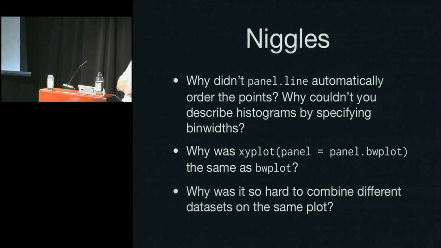And there are a few other things, like why does the line panel not automatically order the points? If any of you are lattice users, you might remember the frustration of having what should be a nice line graph look like crazy squiggles. And there's a few other things. Why can't you describe a histogram with a bin width? Why, if you have an XY plot and set the panel to a box and whisker plot, was that not the same as a box and whisker plot? What was the real difference there? And also, why was it so hard to get different data sets on the same plot?